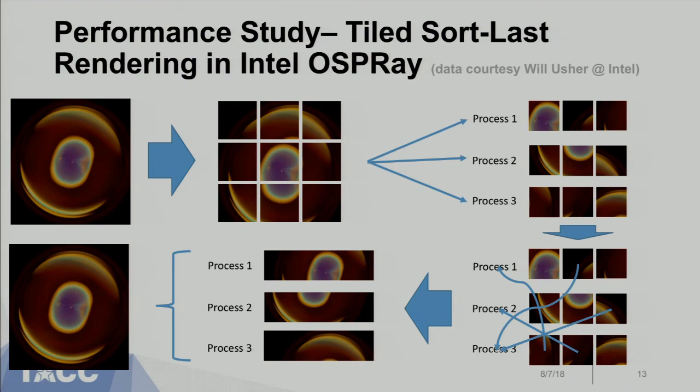Then they render the data that maps onto their tile, and then they exchange those tiles in order to composite them together in a sort-last method, and I'll tell you what that means in a moment. And then, as a final gather step, all of the various composite tiles are stitched back together to provide the final image. Ideally, all of this happens in a hundredth to a tenth of a second.